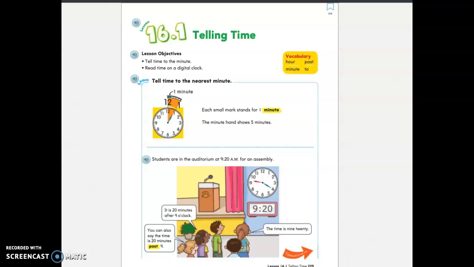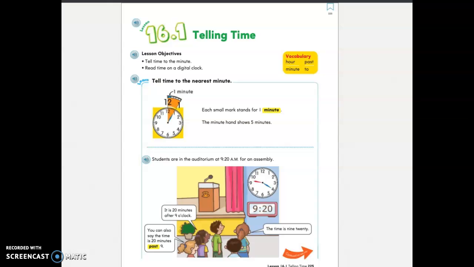So first of all, to tell time to the nearest minute, we're going to look at a clock, and each small mark on the clock stands for 1 minute. So you'll see where it shows you one small mark that stands for 1 minute. For example, students are in an auditorium at 9:20 a.m. for an assembly. So here we have an analog clock, and this is a digital clock.